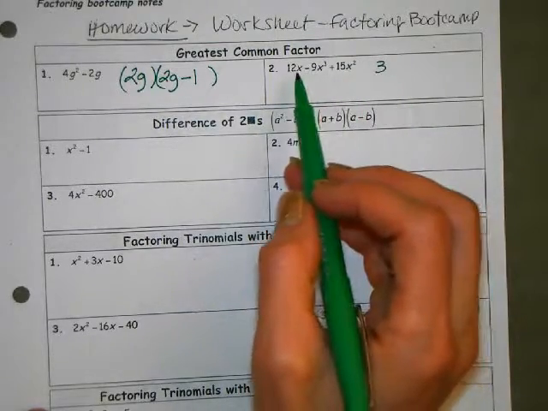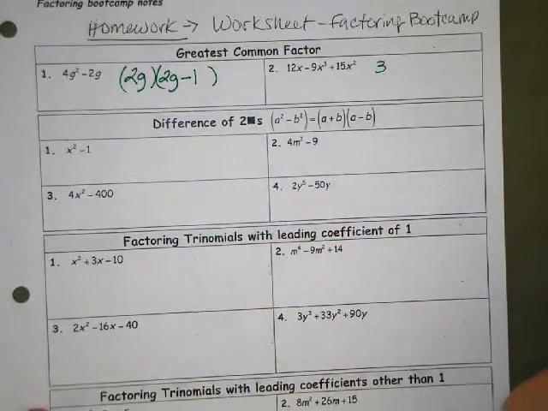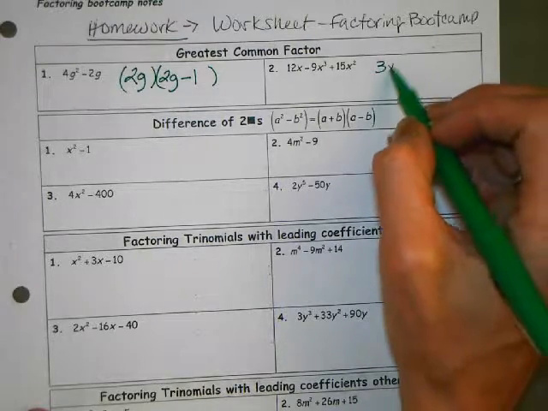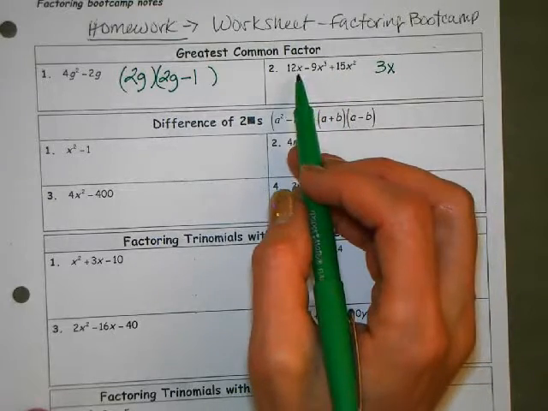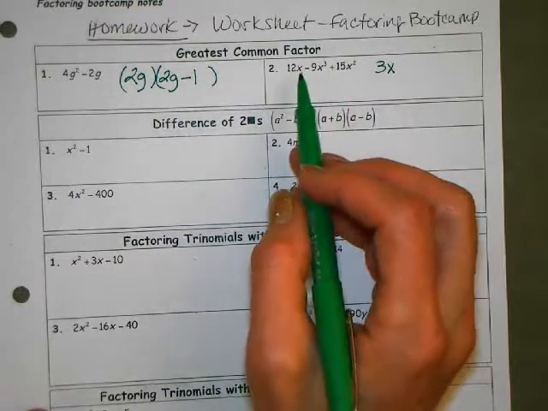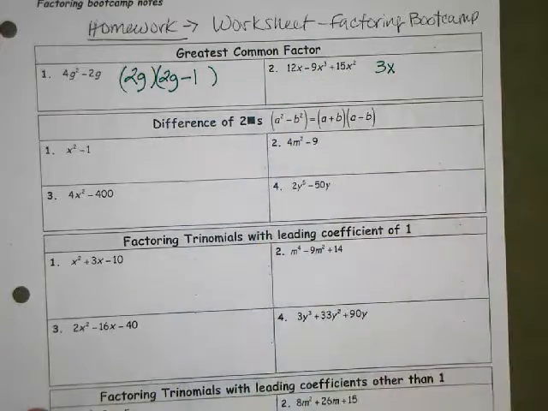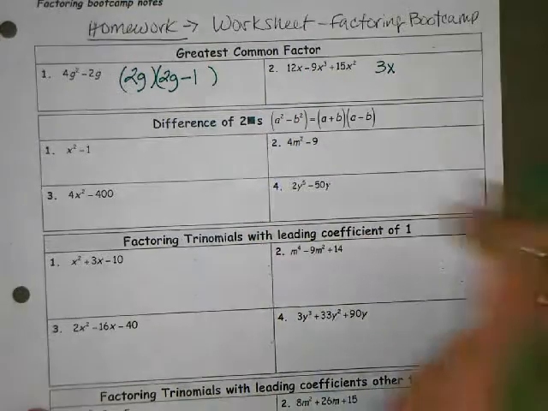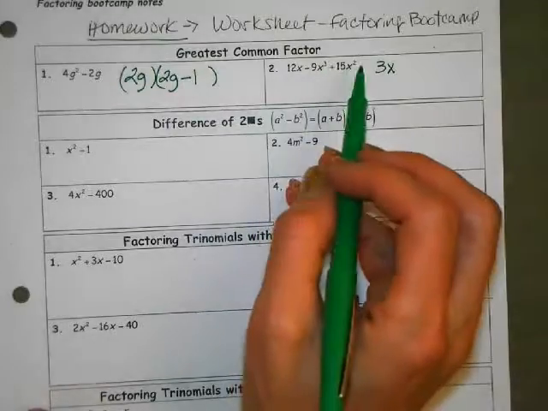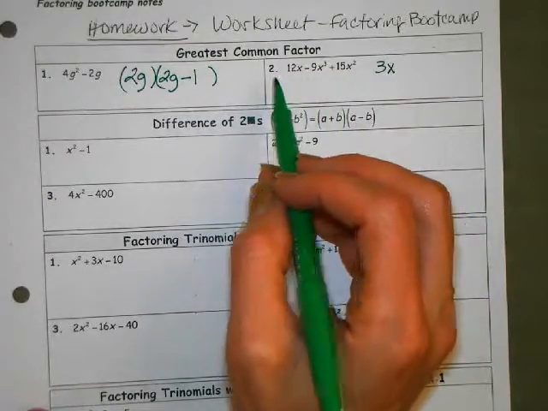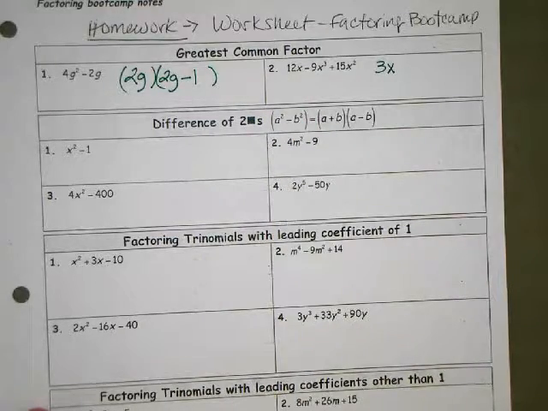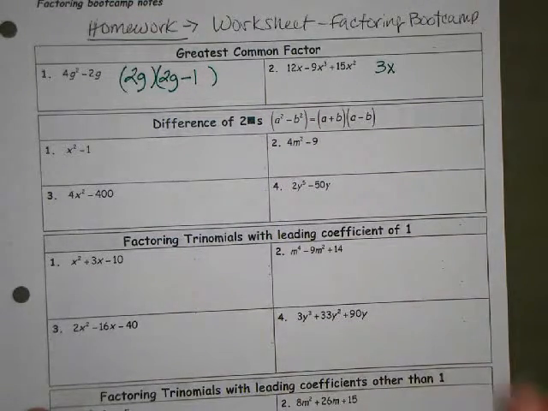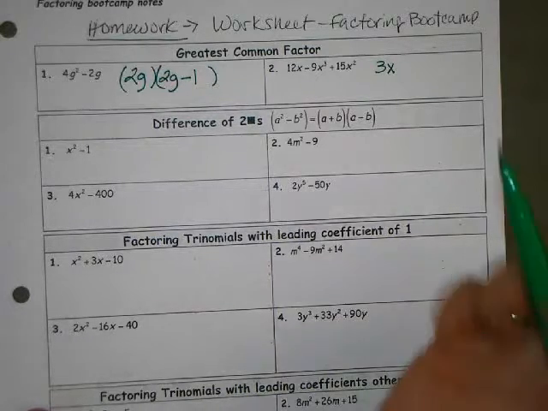Alright, now let's look at the variables. What's the highest variable I could pull out? An x. Now here's the key on greatest common factors in regards to variables. If the variable is in all terms, you can pull out as many as the lowest exponent. So here I have exponents of 1, 3, and 2. That means I could pull out a 1. If it was like 2, 3, and 5, I could pull out a 2. So if the variable exists in all terms, you can pull out as many as the lowest exponent that's there. Does that make sense?